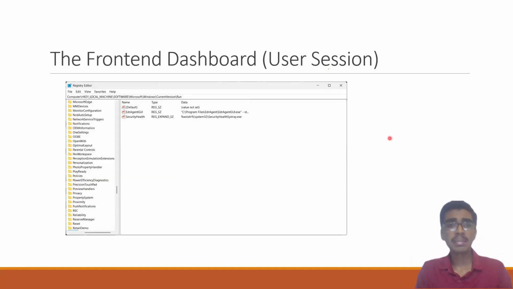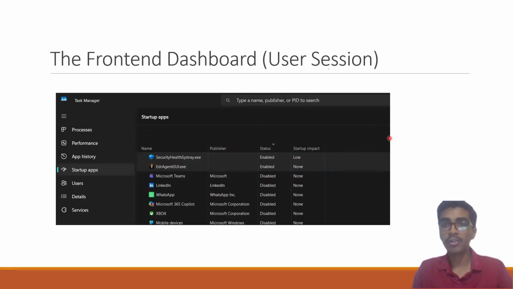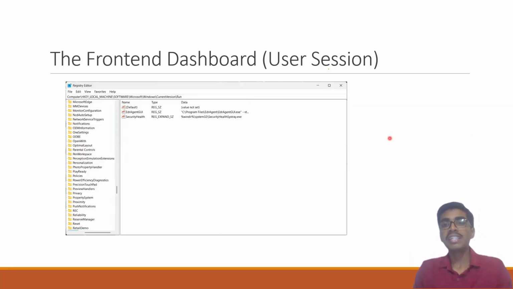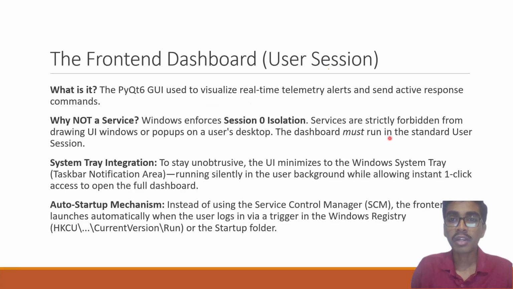So simply you can see the image of our front end in the Run key of our registry. Here you can see two entries: EDR Agent GUI and Security Health. And this is the image of your Task Manager startup apps. Here you can see only two apps are enabled. This is how you can check and verify which startup applications are enabled.